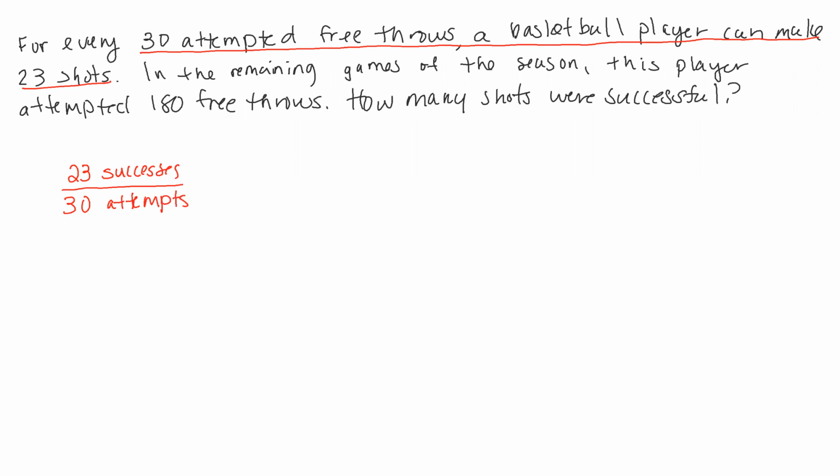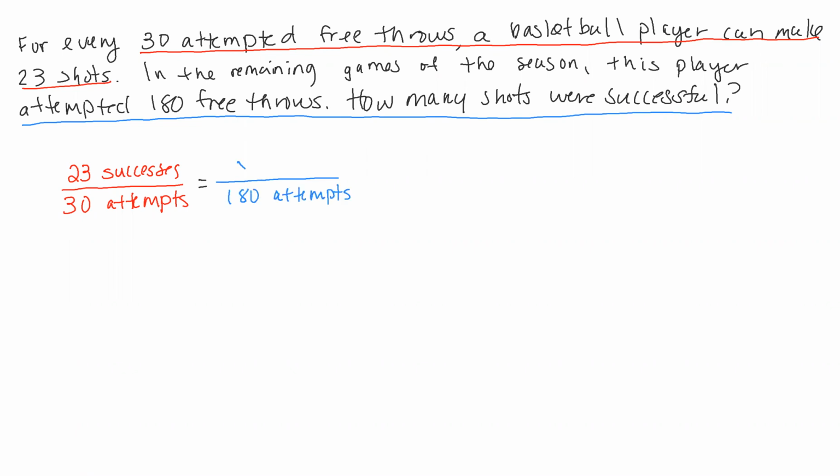All right. Now, the second piece of information is not given to us completely. For the second piece of information, we know this player attempted 180 free throws. How many of those were successful? So assuming this consistent rate, there were 180 attempts, and we need to figure out how many successes. Since we don't know how many successes, we're going to assign the variable x to that.